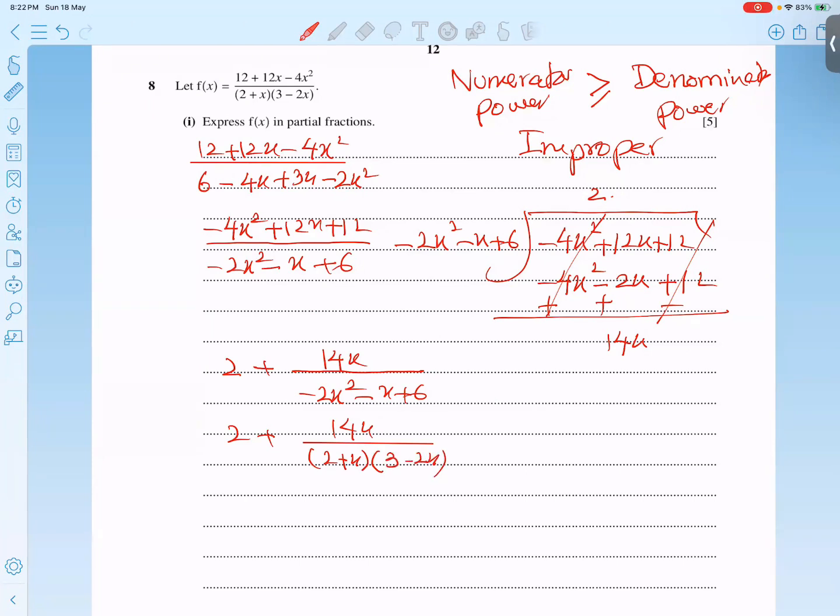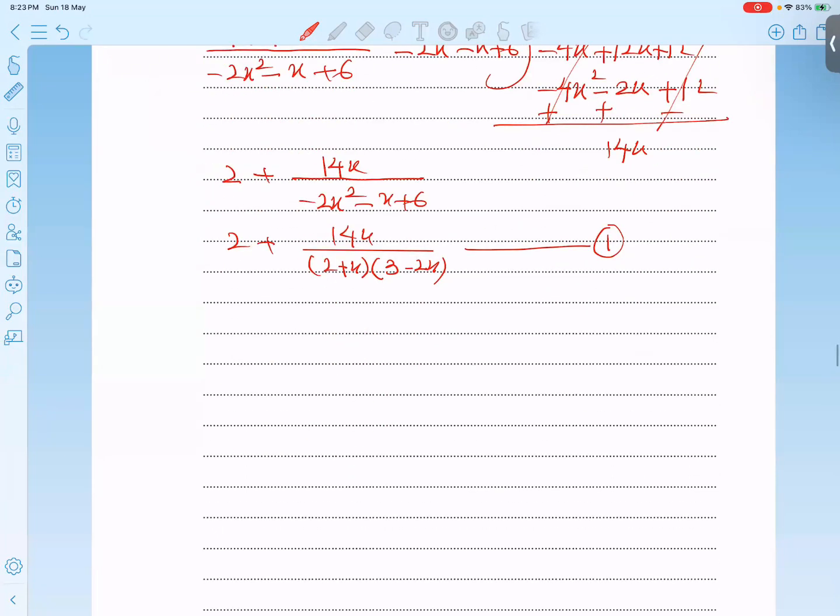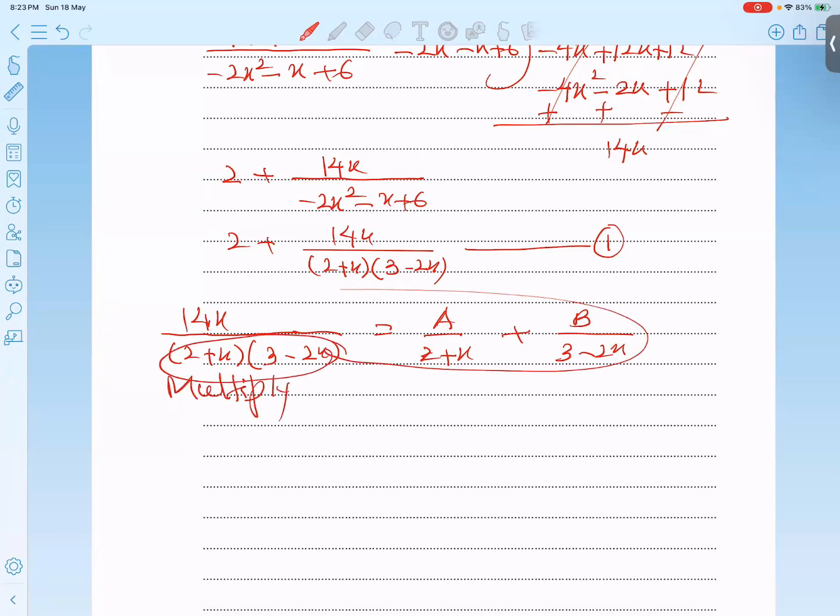Now what am I going to do, students? I'm going to convert it into a partial fraction format. This I call 1. So how to do it? 14x over (2 plus x)(3 minus 2x) is equal to A over the first linear factor plus B over the second linear factor. Two techniques we have to solve from here onwards. One, multiply the whole equation with that, or second, take the LCM and cross multiply. Both are correct techniques.